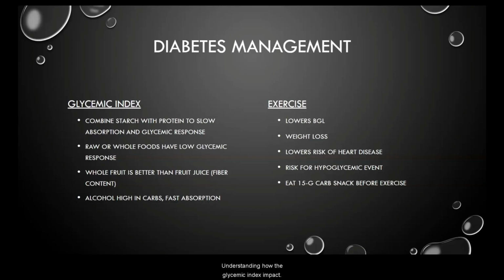So understanding how the glycemic index impacts diet is really important. Because starch will combine with protein and it slows the absorption, it slows that glycemic response. So we have higher glucose levels. Whole fruit is better than fruit juice. If you pick up a bottle of fruit juice from the store, flip it to the back and look at the nutrition label and how much sugar is in that one bottle of juice. It's a heavy amount of sugar. So, you might have a diabetic person who misunderstands that.